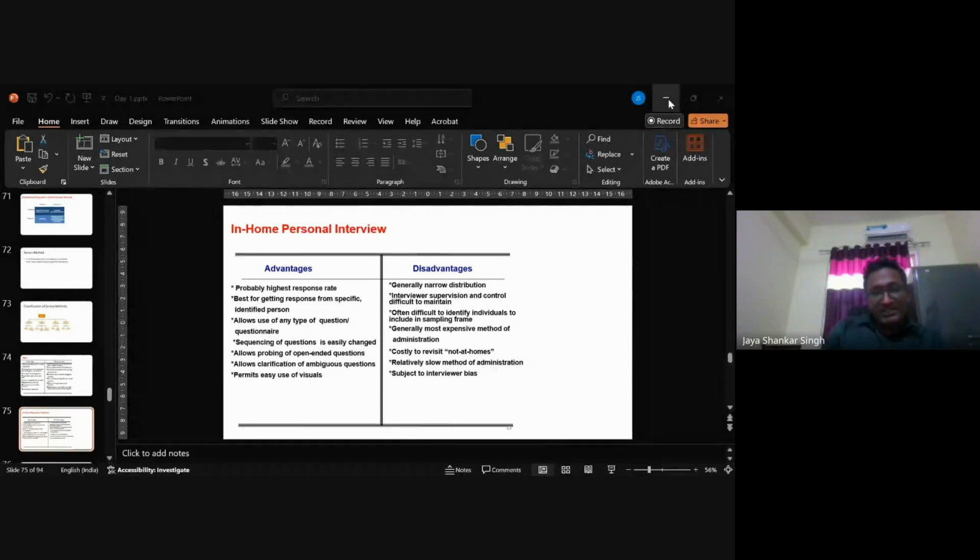Now, what will happen? This self-selection bias happens because you will only get data from a similar type of people. The sample will not be representative. Clear?